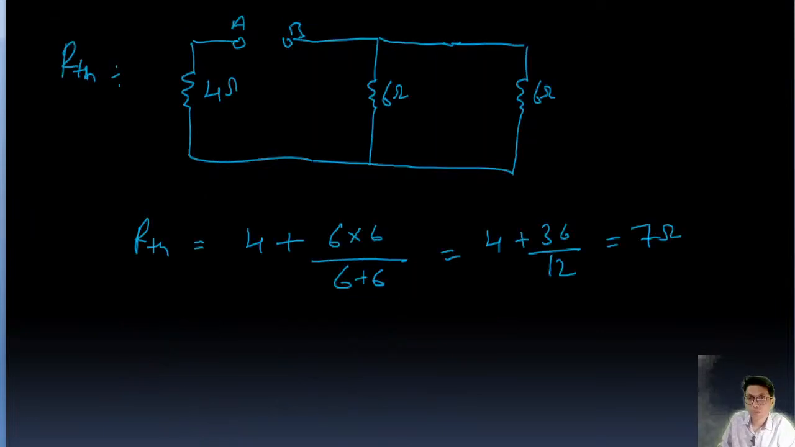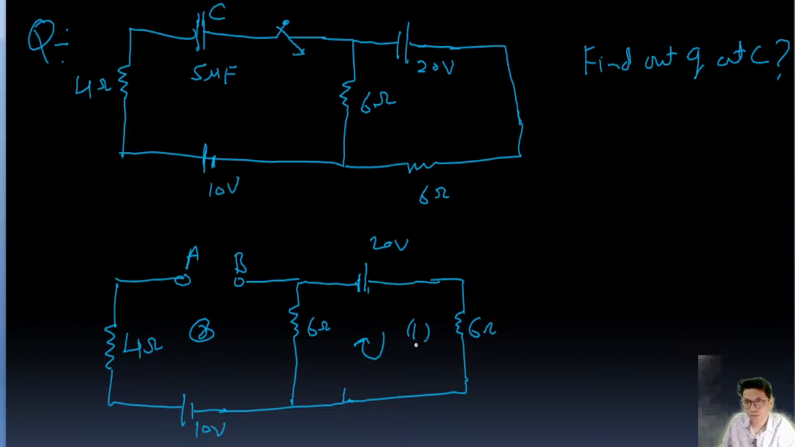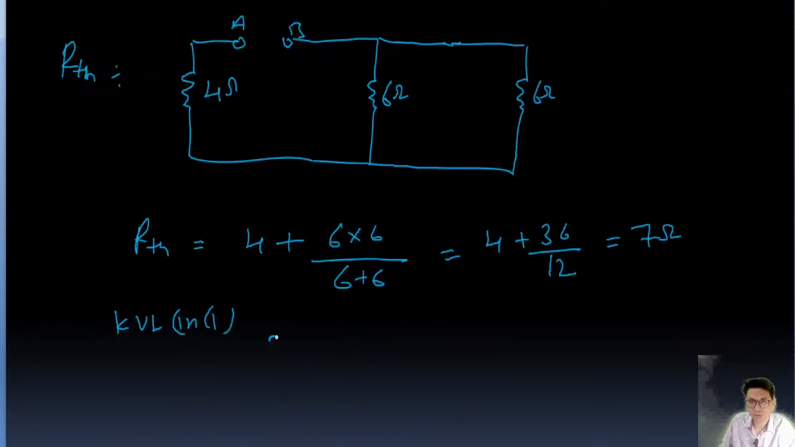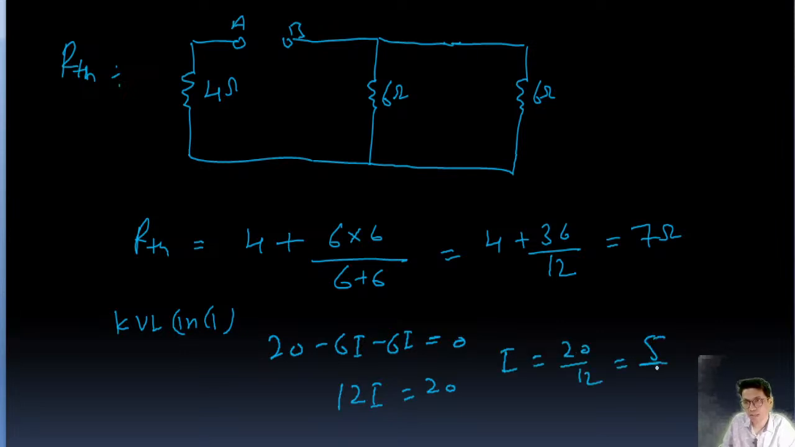So here we are using KVL in one loop. So you can see 20 minus 6i equal to 0. So from here 12i is going to be 20, or i is going to be 20 upon 12, that is 5 by 3 ampere. This is the current, guys.